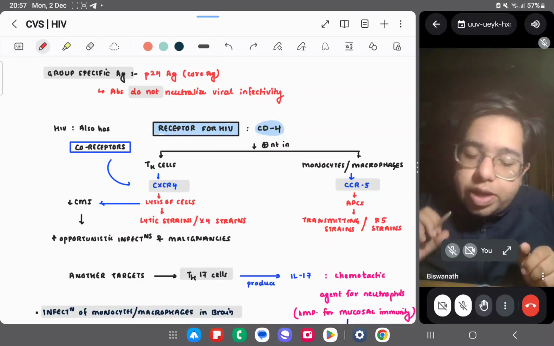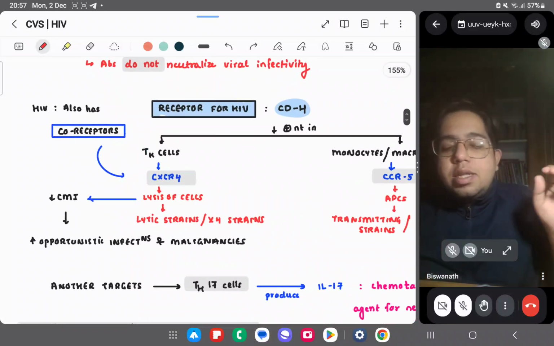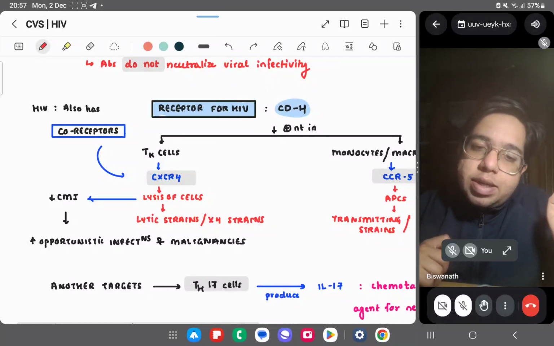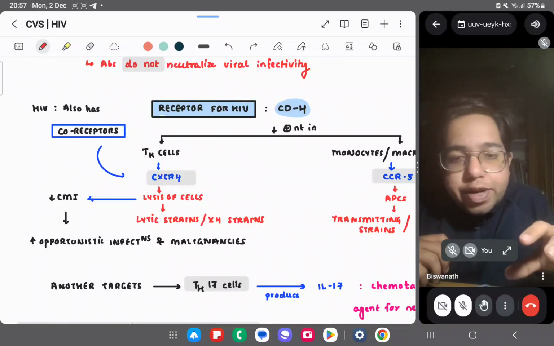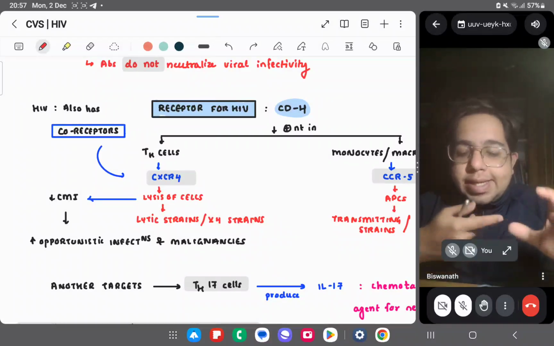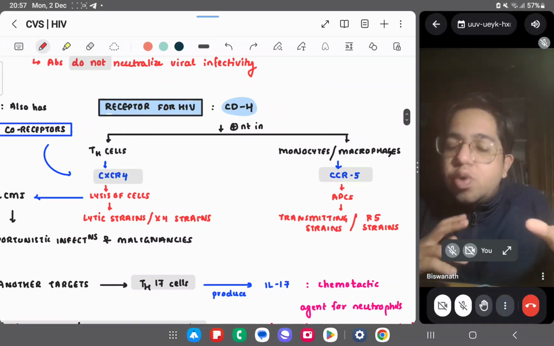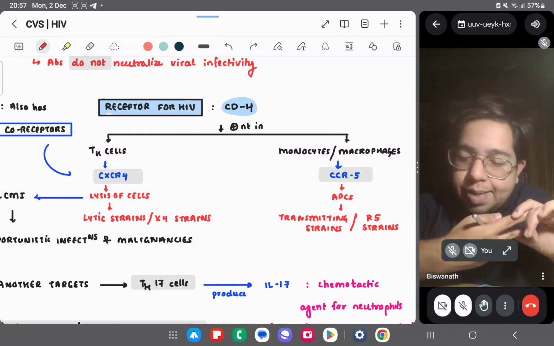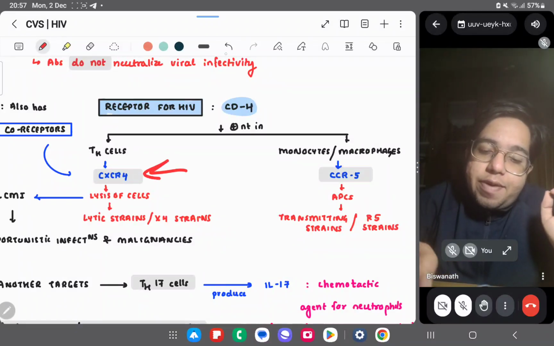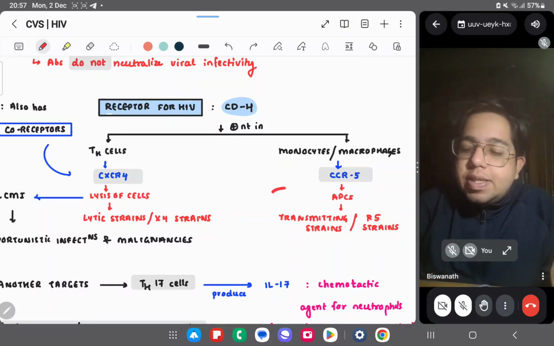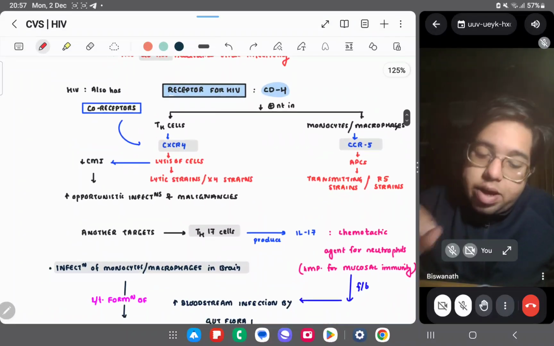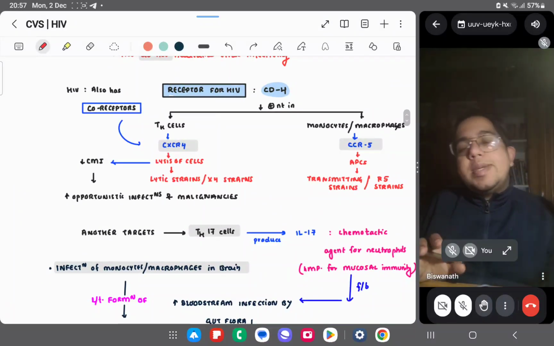Understood? So Th1 cells also have a co-receptor present. If the Th1 cells have the CD4 receptor, they will have the co-receptor CXCR4. And if the monocyte or macrophage has the CD4 receptor, it will have the co-receptor CCR5. So here we have CXCR4, and if the macrophage or monocyte has a co-receptor, then CCR5. Understood?